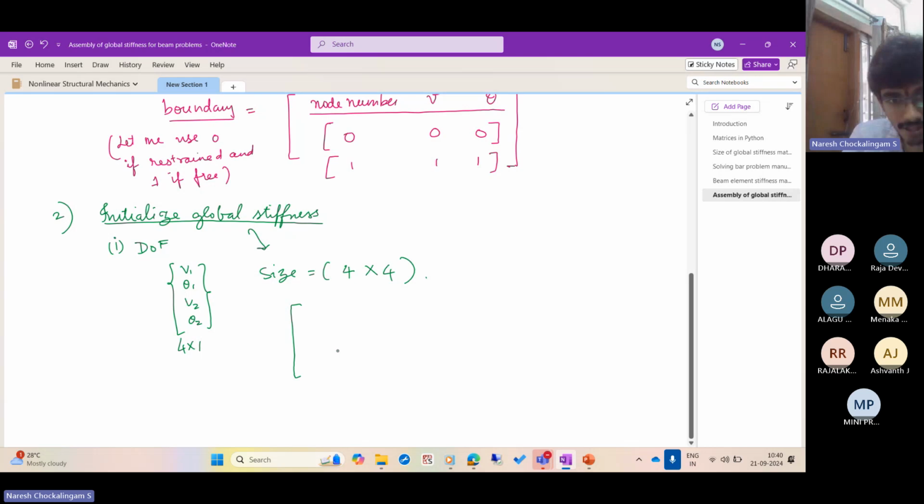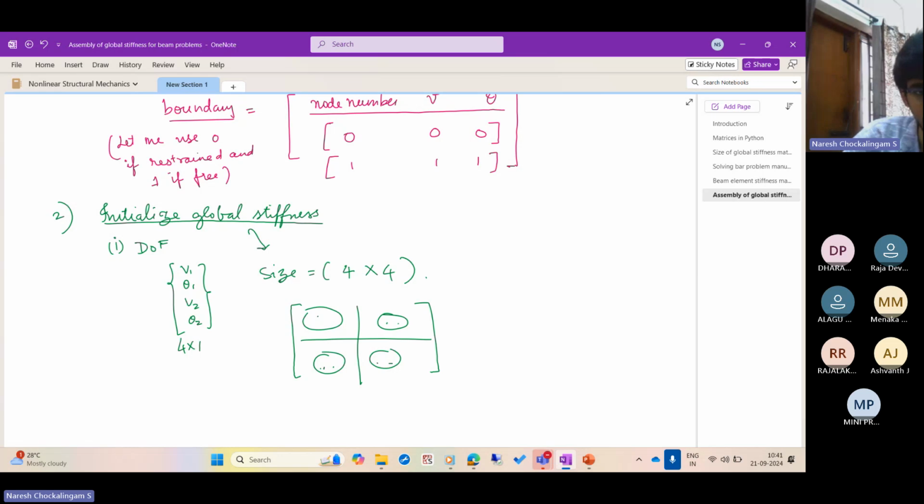So this makes it somewhat different than the bar problem. Right? So you have a 4 cross 4 matrix. So every two pairs of entries are corresponding to one node. So this is one node, this is one node. This is node 1. This is node 1 related to node 2. This is node 2 related to node 1. This is node 2 related to node 2. So here you have to assemble in a slightly different manner, but it's not very difficult.